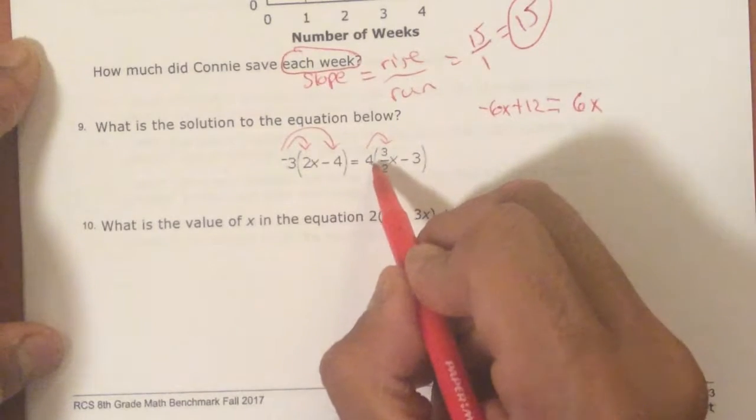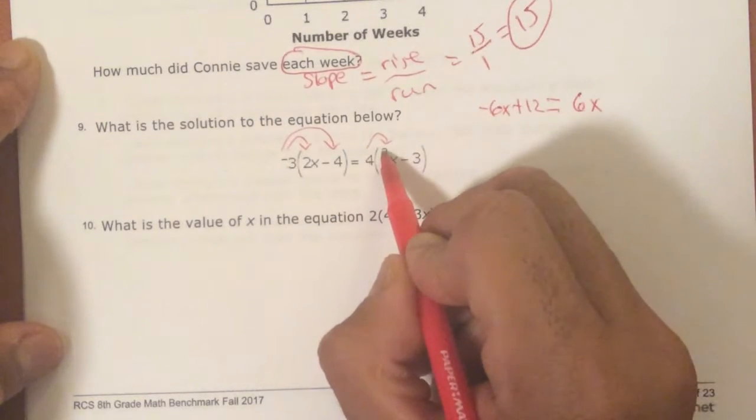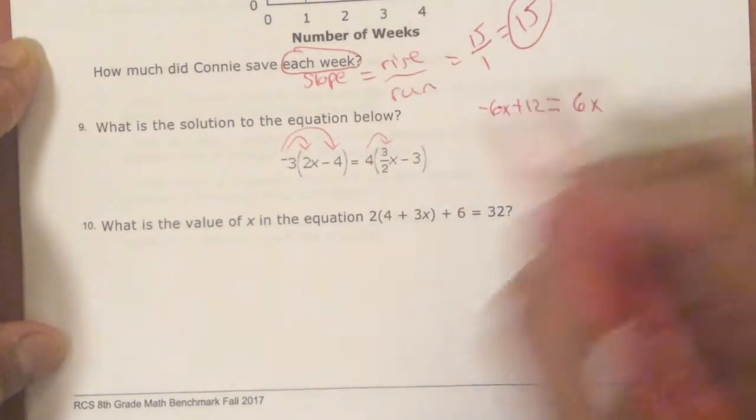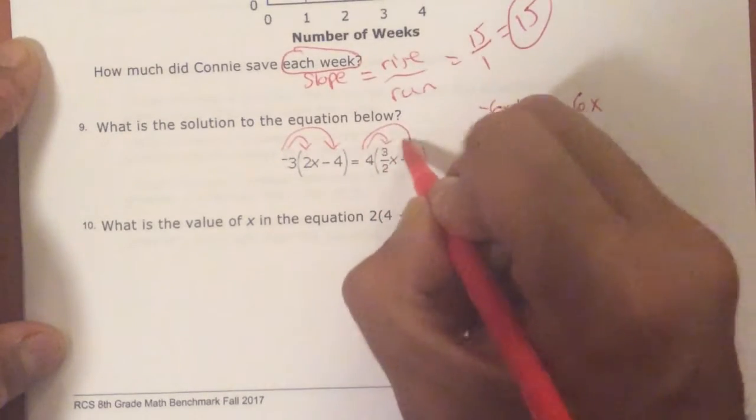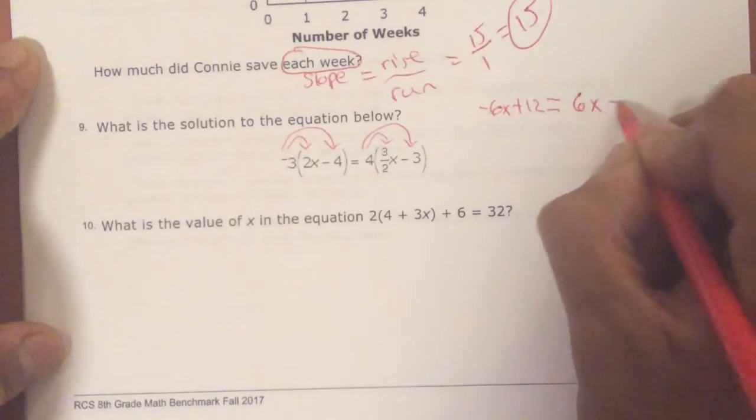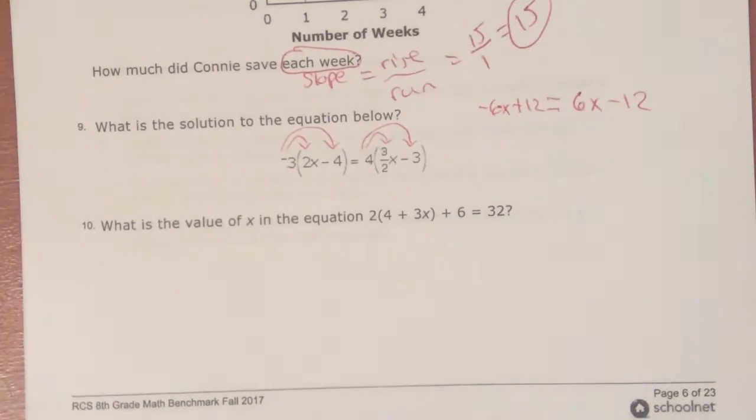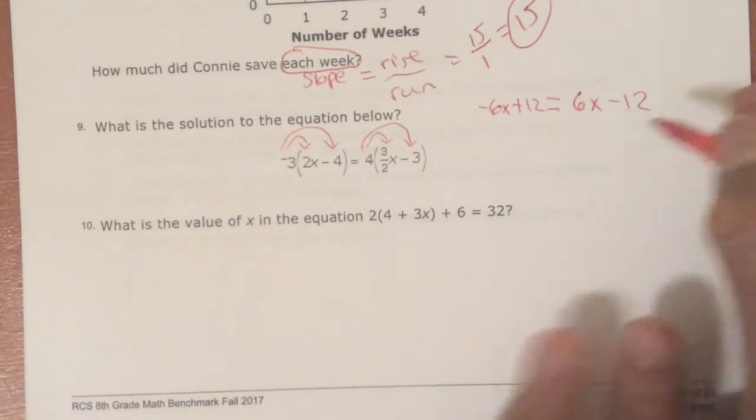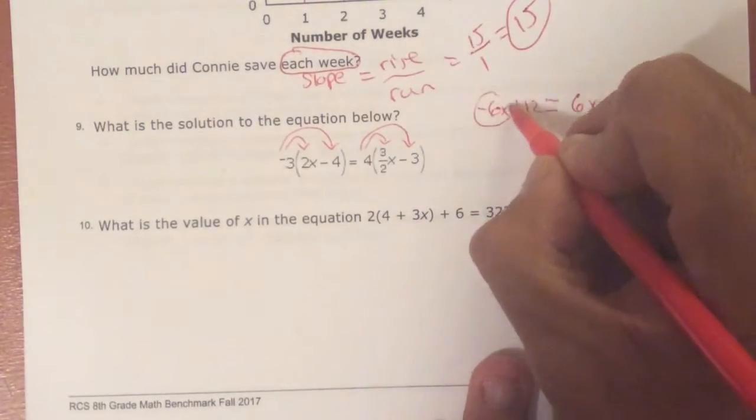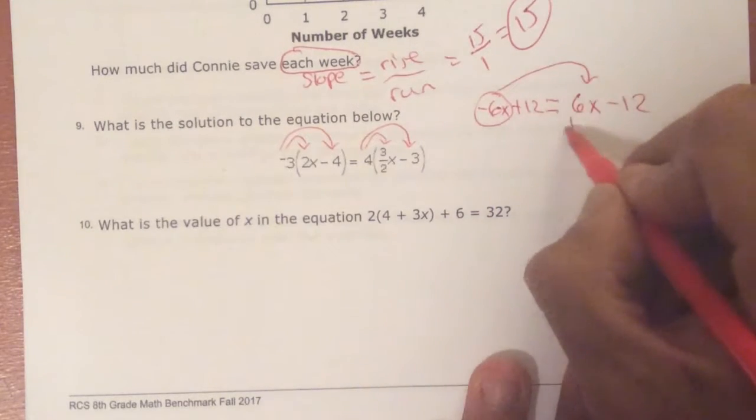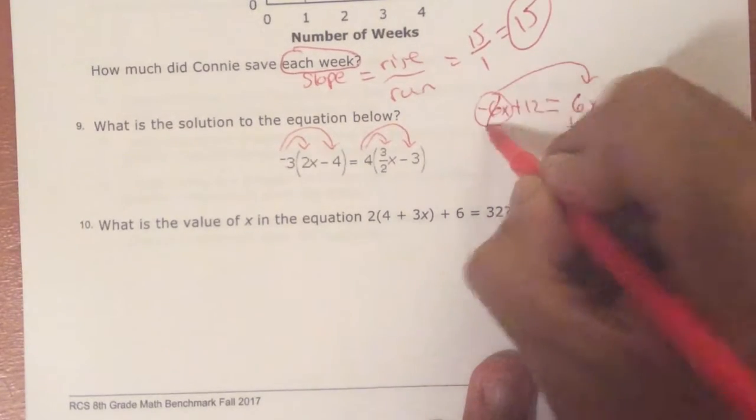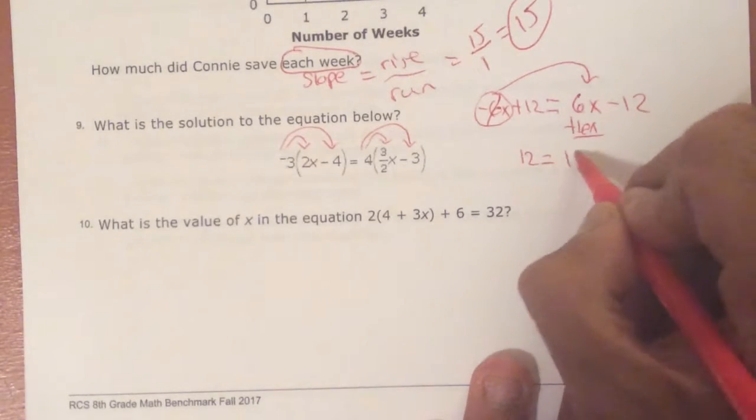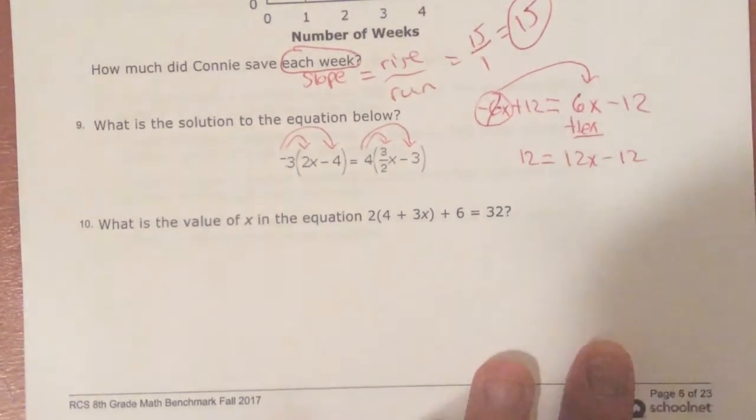And I'll do that again. 4 times 3 is 12, divided by 2 is 6, and then your x. And then 4 times negative 3 is negative 12. Okay? So now I need to decide which variable I'm going to move. I'm going to move the one that has the negative, so it will become a positive. So that will be plus 6x. So I'm left with 12 equals 6x plus 6x is 12x minus 12.